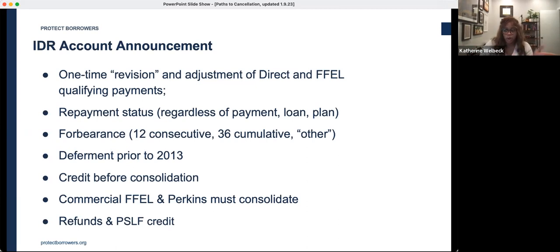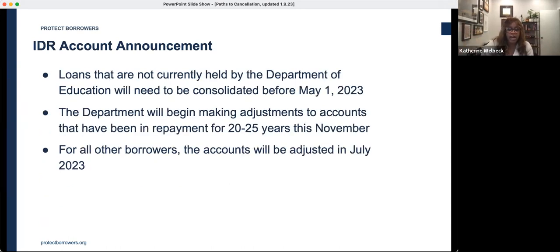So that is either 12 months of consecutive forbearance, 36 months of cumulative forbearance, and it counts deferment that predates 2013 as long as it wasn't an in-school deferment. It also provides credit towards debt cancellation for any borrowers who were steered into forbearance due to misrepresentations by a student loan company. And you can get credit for those months of forbearance by filing a complaint with the Federal Student Aid Ombudsperson.